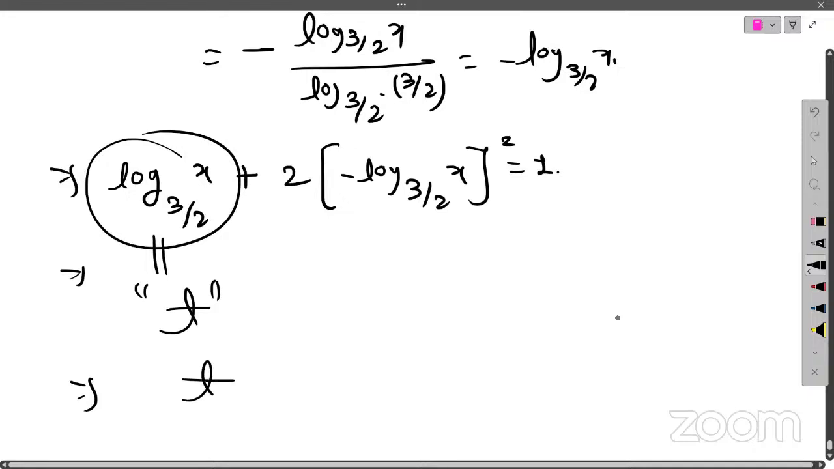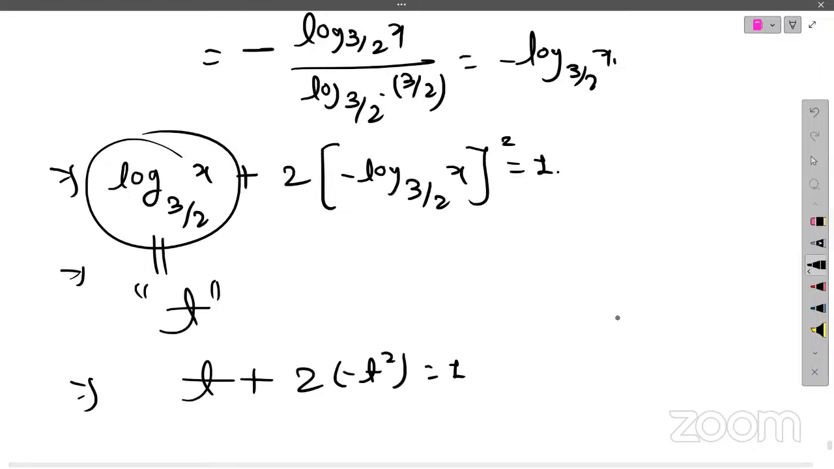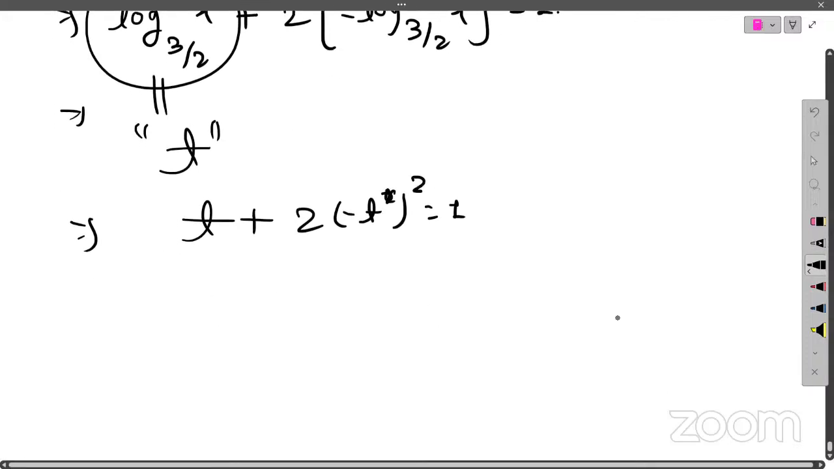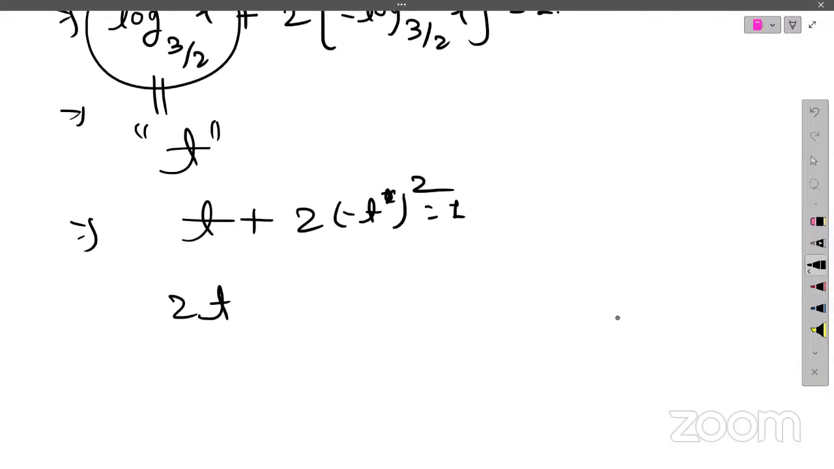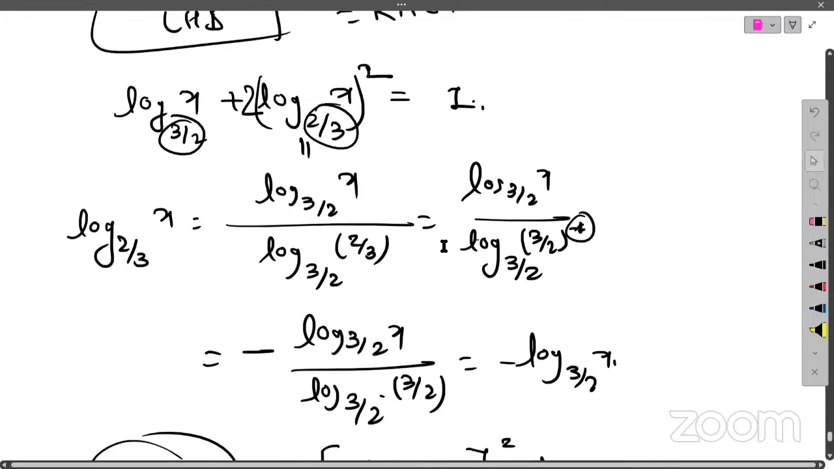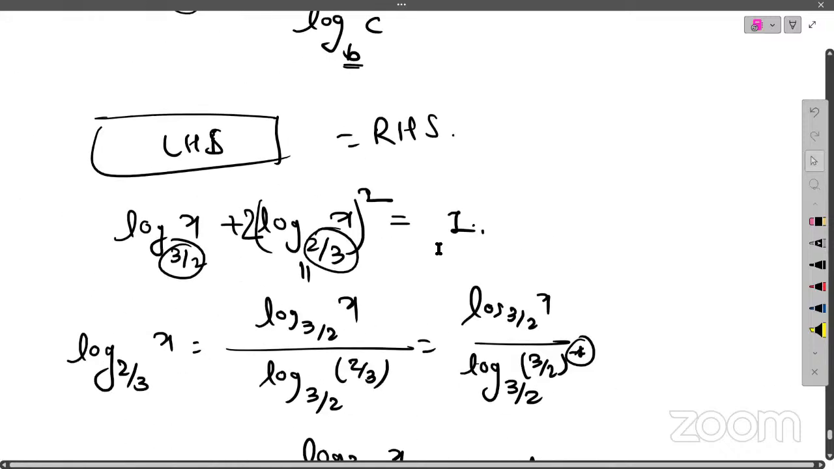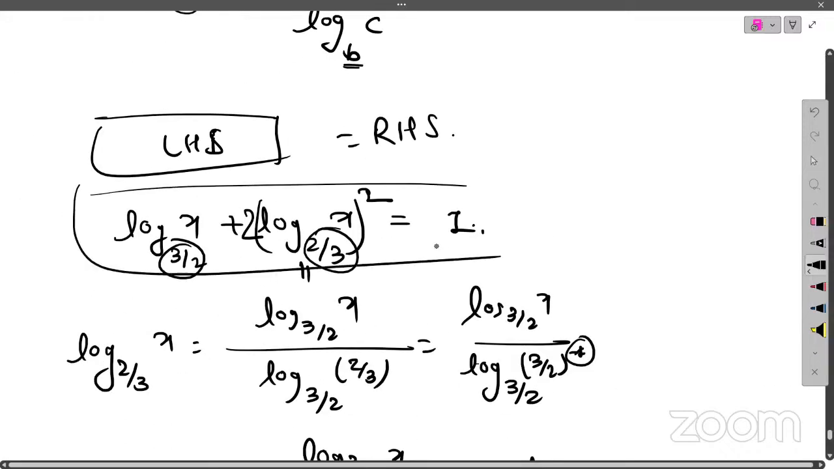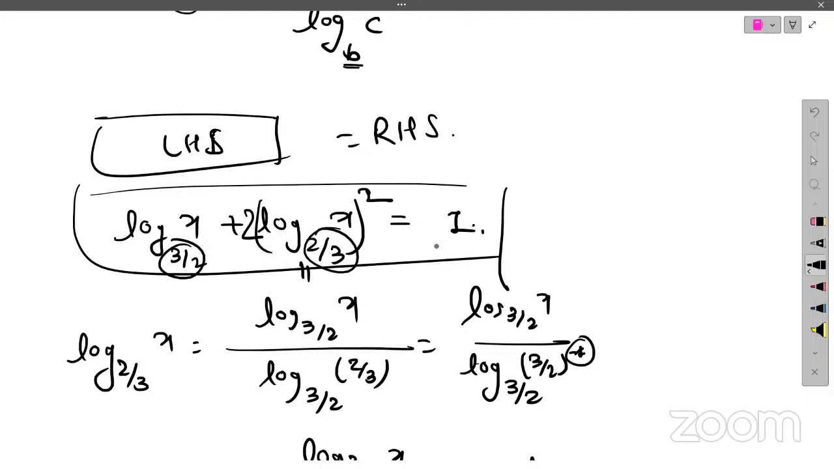So it will become t plus 2 times minus t squared equals 1. So that means it will become 2t squared plus t minus 1 equals 0. Right. So now we know how to handle this polynomial, find out the roots and do the calculation. This is one very famous method used for solving such kind of problem. Whenever you have such a problem, try to convert it into equal bases and try to substitute something which will change your expression into a polynomial.